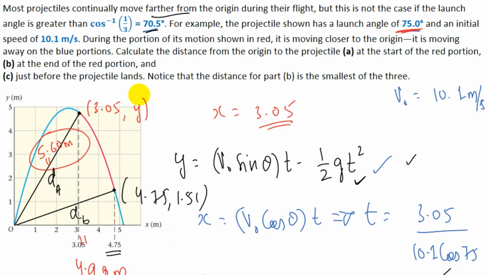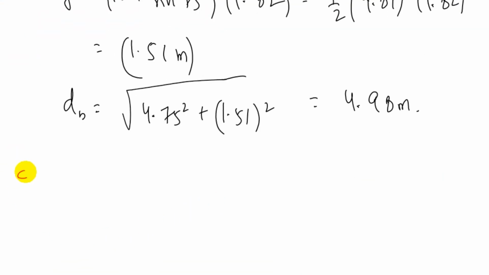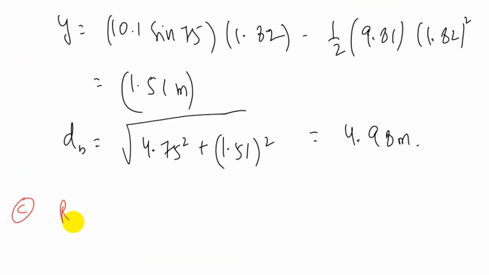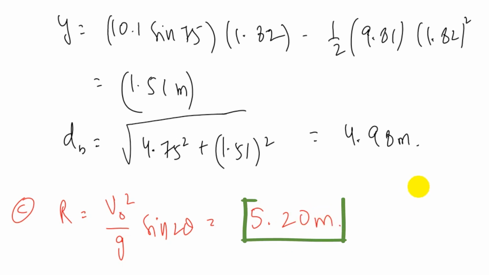Okay, now next in the C part, we need to find the distance from the origin to the point where it just lands. So basically we have to calculate the range. This is what we have to find in the C part. So directly we can use the formula for the range, which equals V0 square over g sine 2 theta. Put the values and get the answer. I'm just writing the answer because we have solved multiple problems like this. So I'm just writing the answer. This would be 5.20 meter. So this would be the answer for the C part.